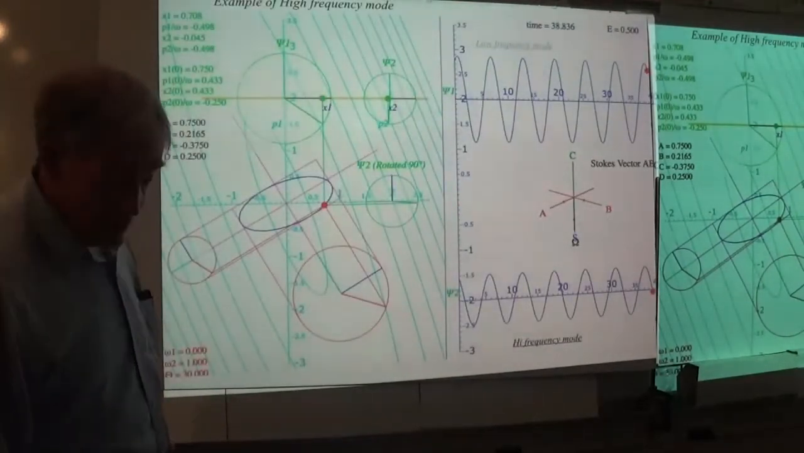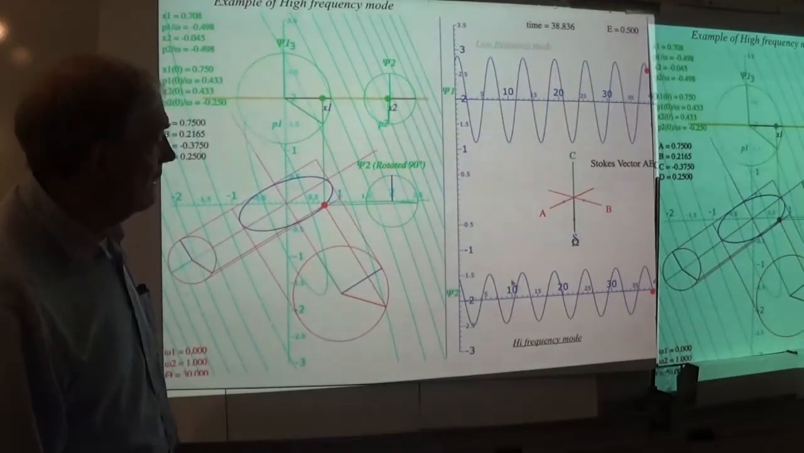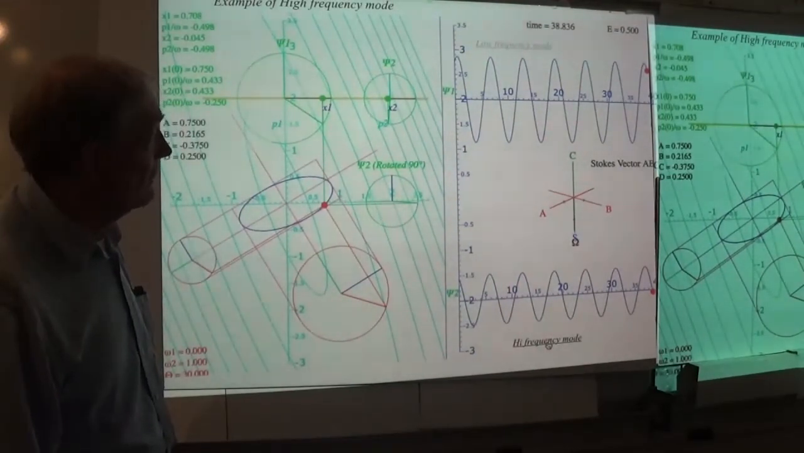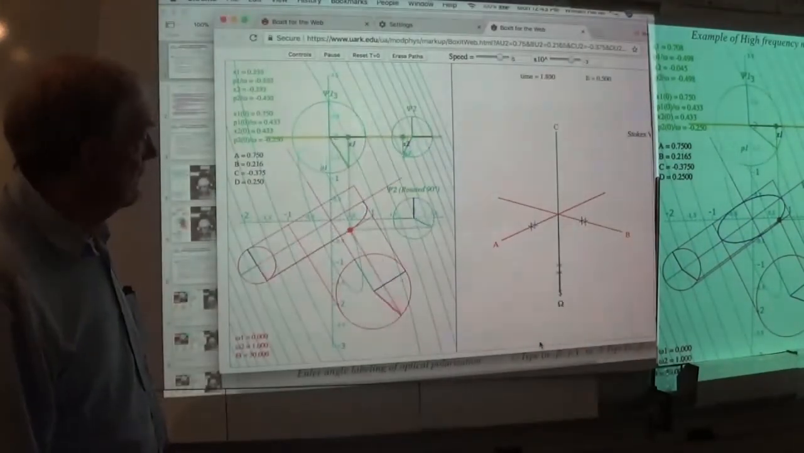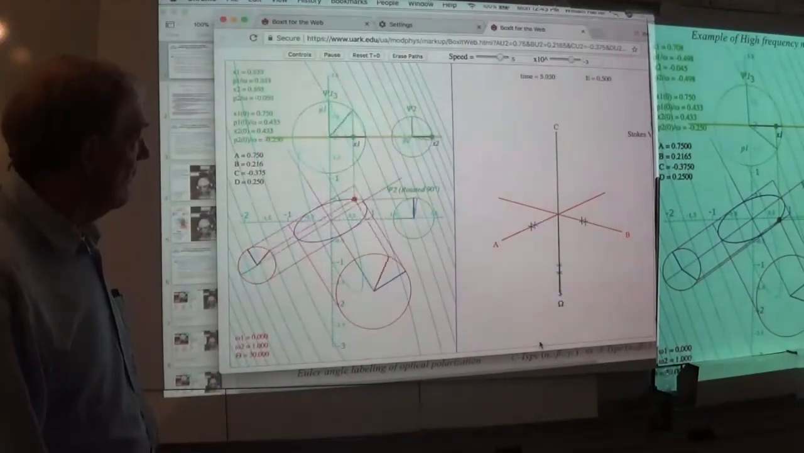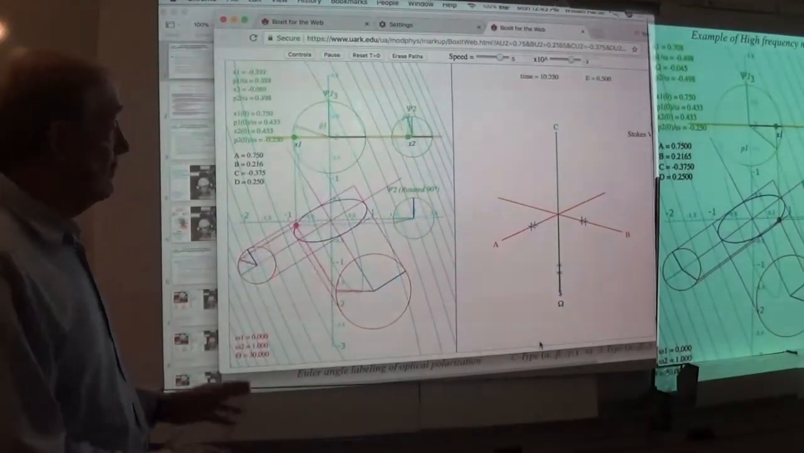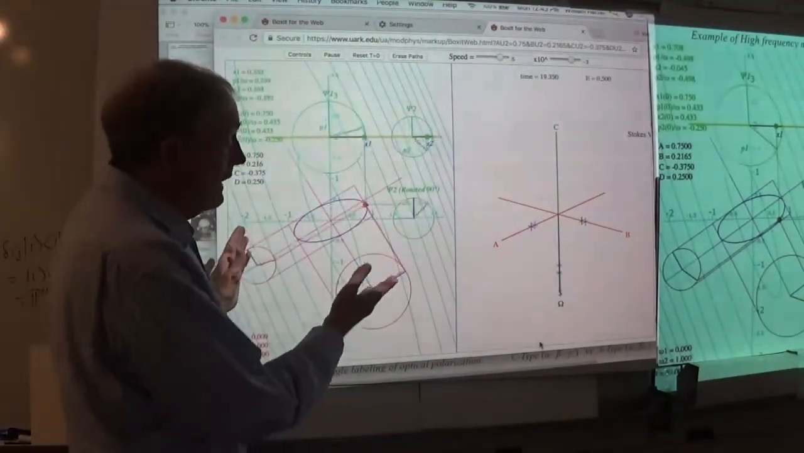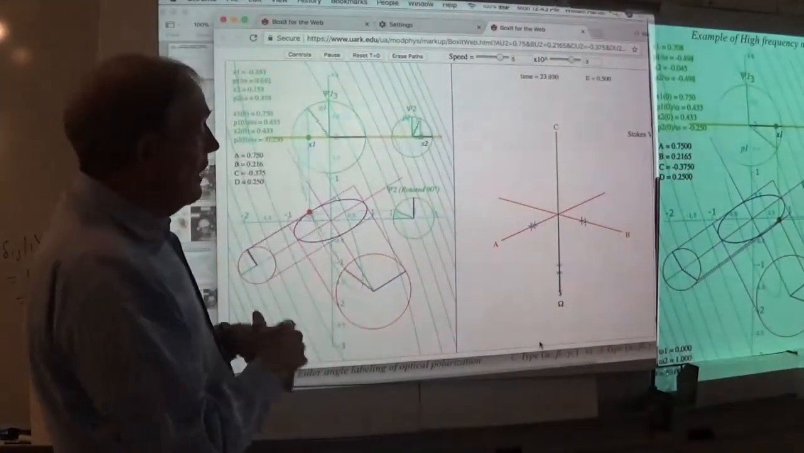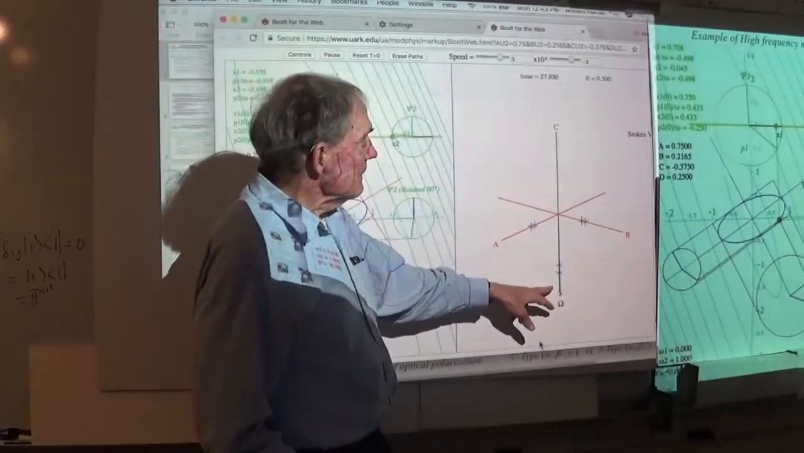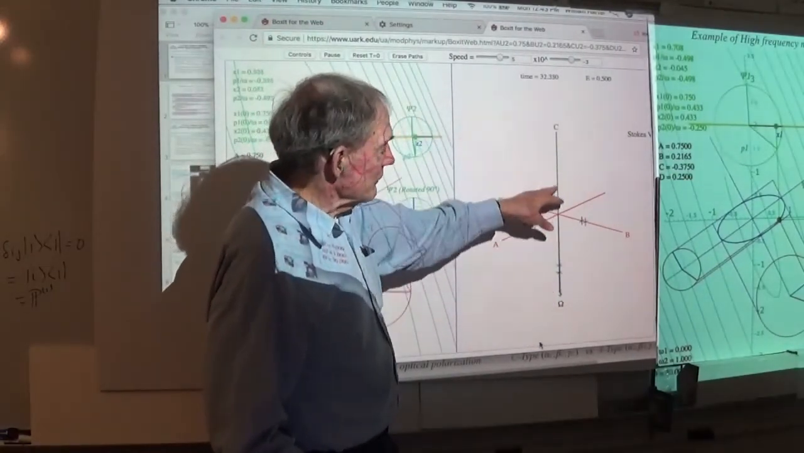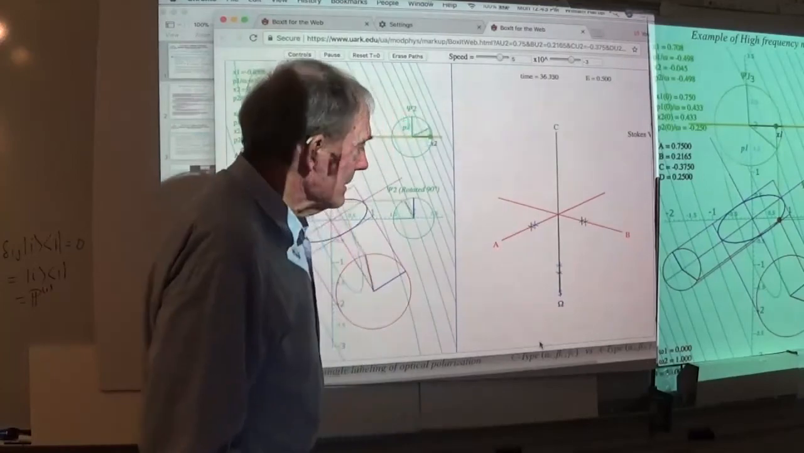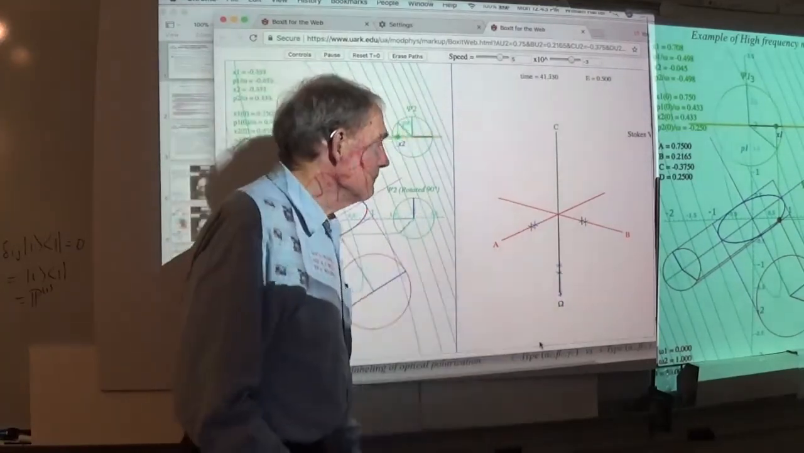Now, in order to do that, I'm going to hit this guy right here, high frequency mode, and let her rip. See what it does. Here she is. Now, what's cool about this particular thing is I'm talking about a spin vector that's lined up with the omega vector, okay? The S vector and the omega vector are sitting here on top.